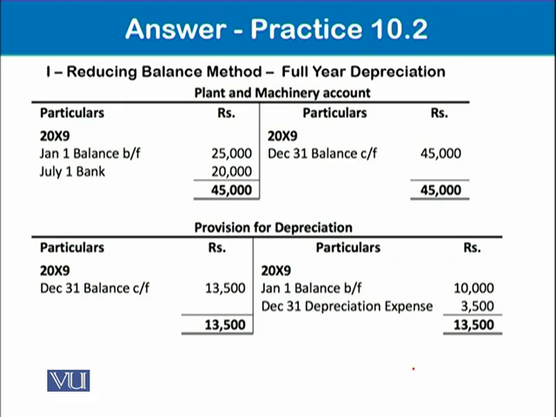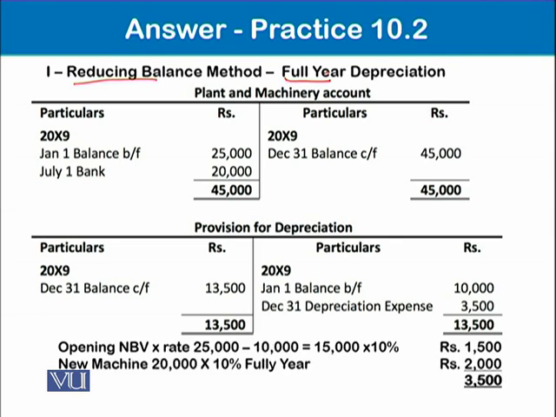In the first scenario, where there was the reducing balance method and full year depreciation, we had a balance of 25,000 on the opening date. First, put opening balances in the relevant ledger accounts. We are preparing plant and machinery, which is our asset, and provision for depreciation, which is contra to the asset.